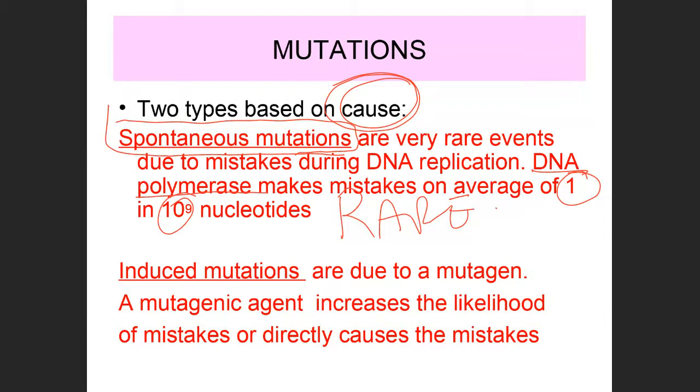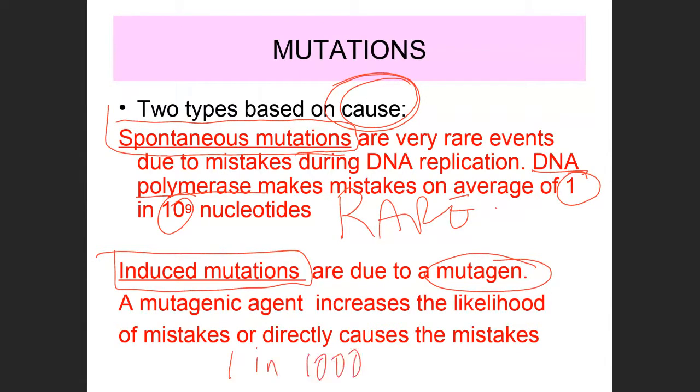Induced mutations, on the other hand, are caused by mutagens. Mutagens are agents that increase the rate of mutations, so they make mutations more possible. It actually increases the rate to 1 in 1,000 nucleotides, or 1 in a million, depending on the mutagen. Some mutagens are so bad that they create lots of mutations. Others are not quite as bad, but still are worse than DNA polymerase.